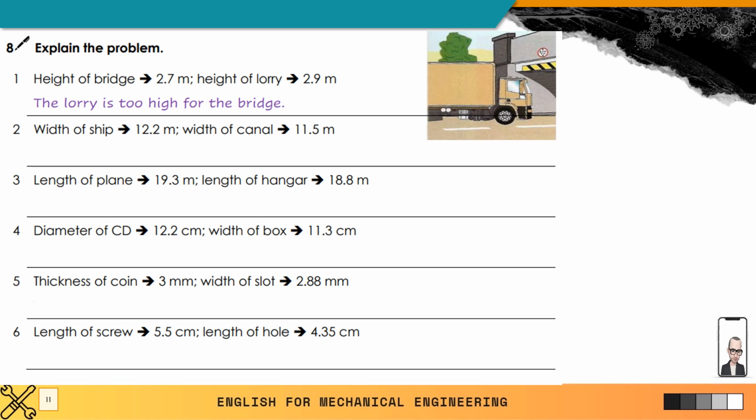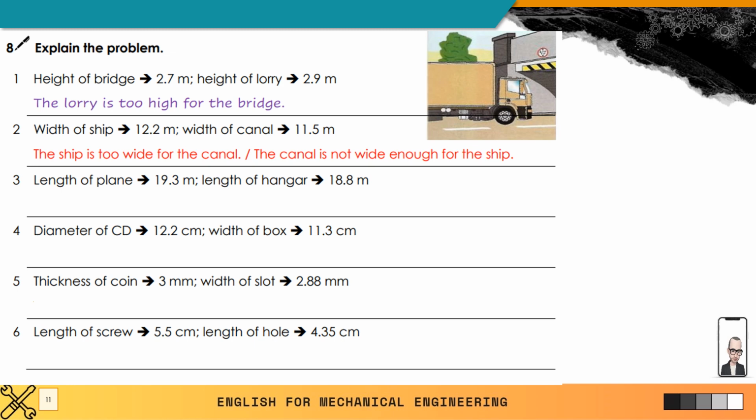What we have to do here is explain the problem. Height of the bridge 2.7 meters, height of lorry 2.9. So the lorry is too high for the bridge. Width of a ship 12.2 meters and the width of the canal is 11.5 meters. So what seems to be the problem here? Well, the ship is wider than the canal itself. So we can say the ship is too wide for the canal, or the canal is not wide enough for the ship.